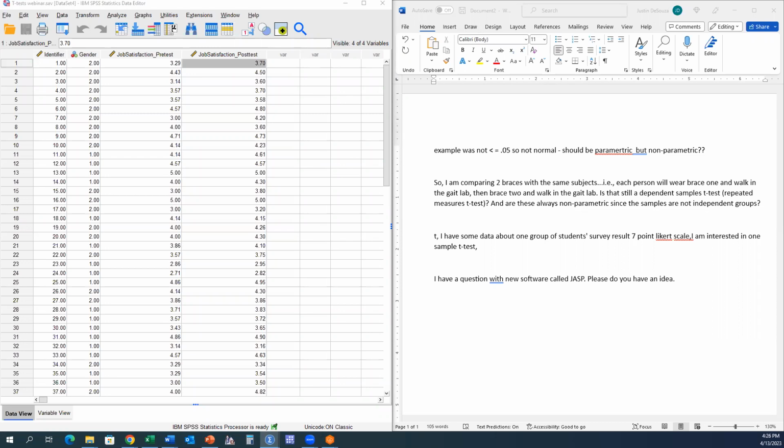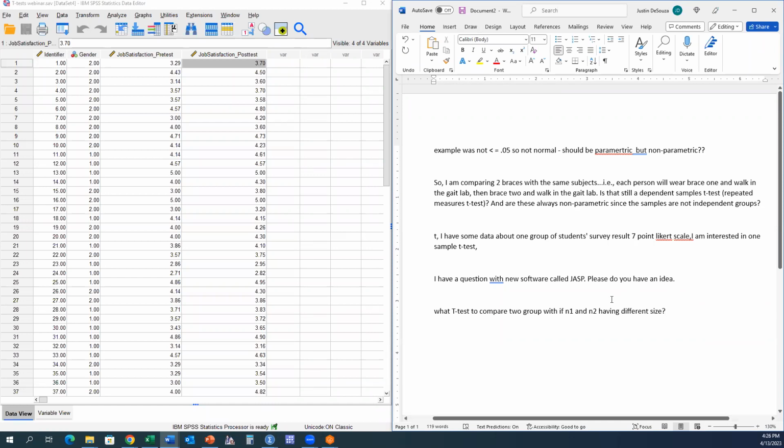All right, we have a question from Maddie. What t-test to compare two groups if N1 and N2 have different sample sizes? I would still do an independent t-test. It doesn't have to be equal. It just has to be relatively in the same ballpark.